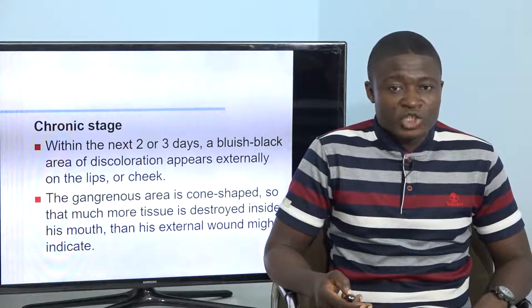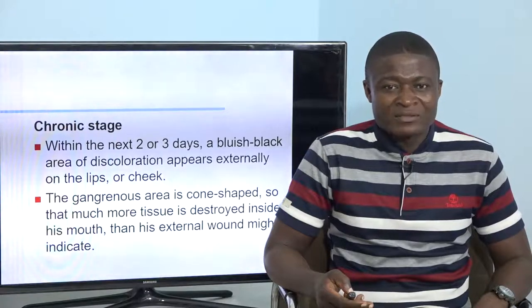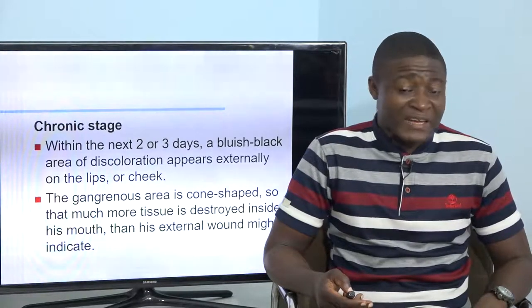Let's look at the chronic stage. Within the next 2 to 3 days, a bluish black area of discoloration appears externally on the lips or cheek, like the first picture we saw.